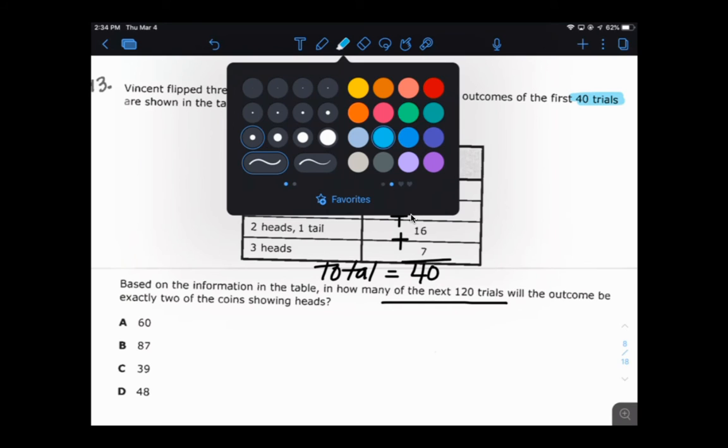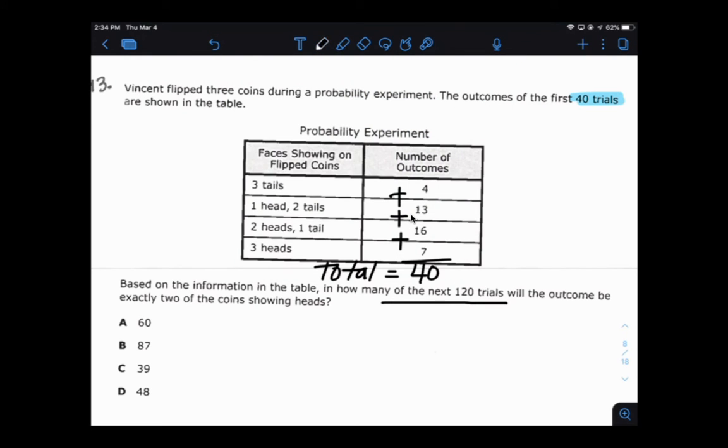So let me see his outcomes here. His outcomes were 3 tails, 2 heads, exactly 2 heads. 2 of the coins showing heads is this one, right? On this one, he had 1 head, 2 tails. This one, 2 heads, 1 tail, and then 3 heads. Those are all of his outcomes. So for 2 coins showing heads, he got 16 outcomes out of the 40.